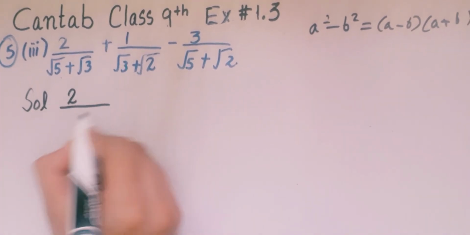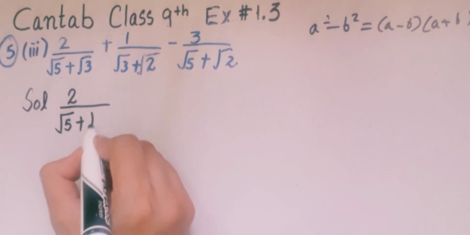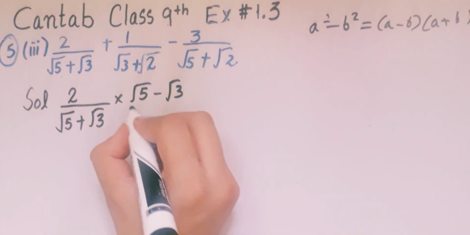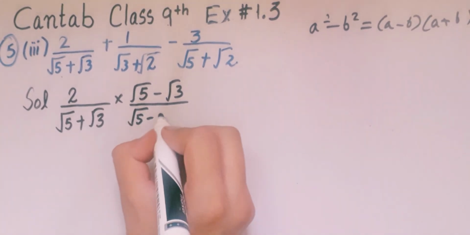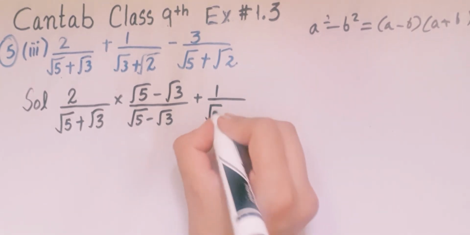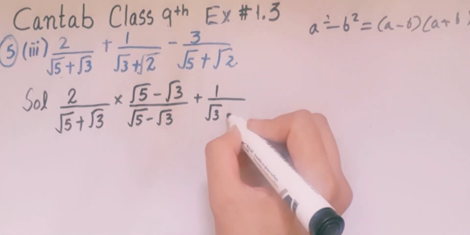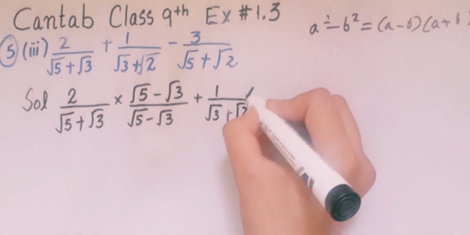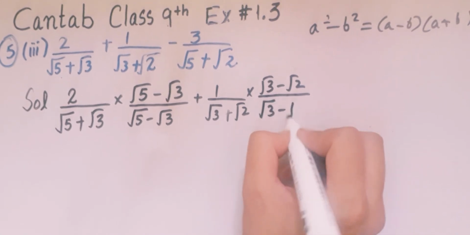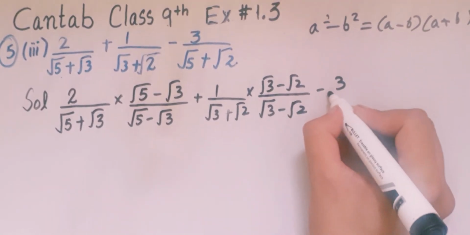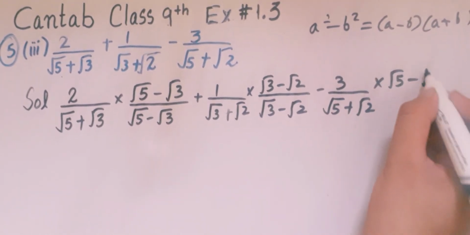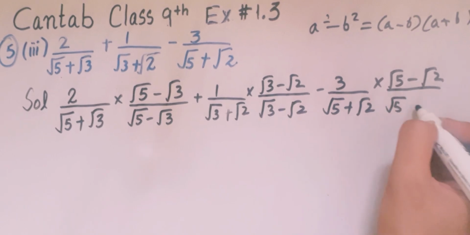Two by square root of 5 plus square root of 3 multiplied by square root of 5 minus square root of 3 by square root of 5 minus square root of 3, plus 1 by square root of 3 plus square root of 2 multiplied by square root of 3 minus square root of 2 by square root of 3 minus square root of 2, minus 3 into square root of 5 plus square root of 2 multiplied by square root of 5 minus square root of 2 by square root of 5 minus square root of 2.